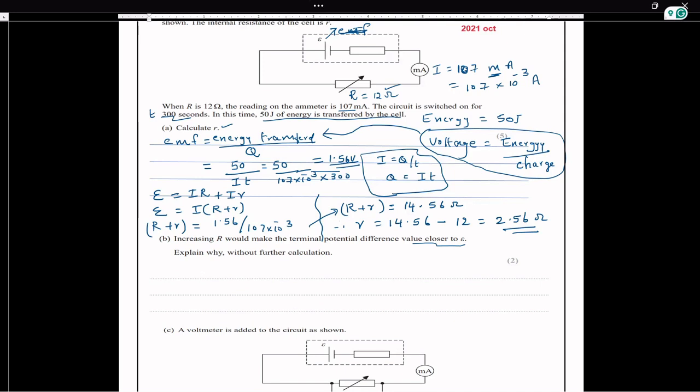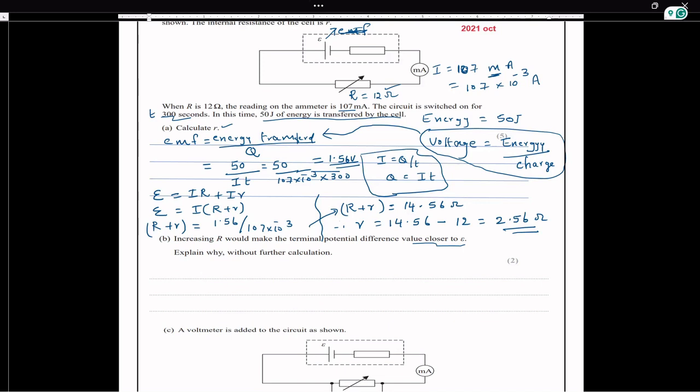So increasing R will decrease the current, and we know that when current flows through the cell, some energy is lost, or there is some PD across the internal resistor. We say that there is a lost volt. So when current decreases, the lost volt is also decreasing.